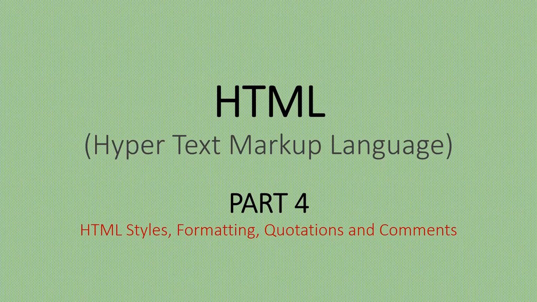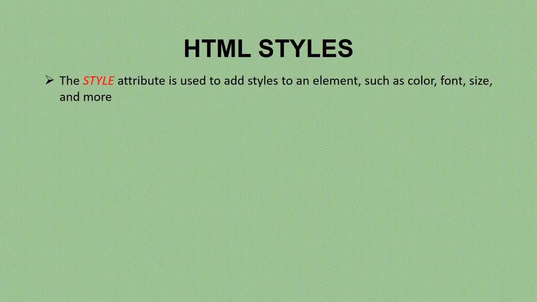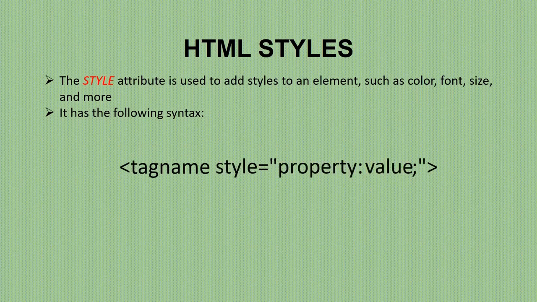In this episode, we are going to discuss HTML styles, formatting, quotations, and comments. So let's begin. We will first discuss the HTML styles. Setting the styles of HTML elements can be done using the style attribute. The style attribute is used to add styles to an element such as color, font size, and many more. Thus the following syntax. We first have the style attribute, the property, and then the value.